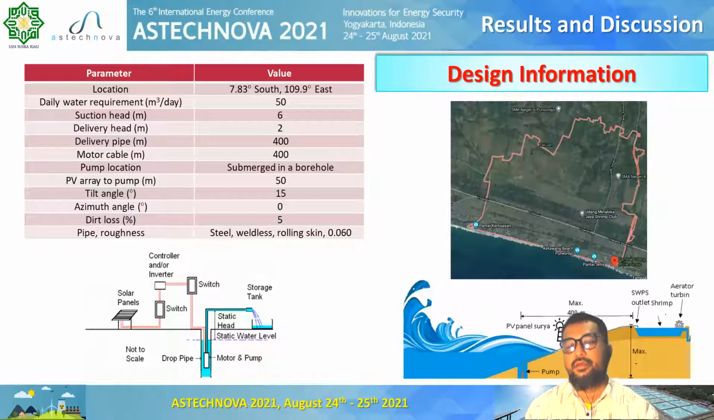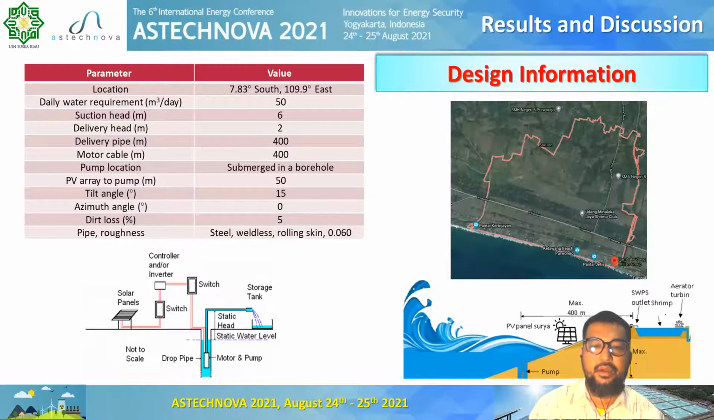And step 6, calculating the size of the solar generator. After we calculated, we have a result like this table: daily water requirement, suction head, delivery head, etc. This is the specification we use.